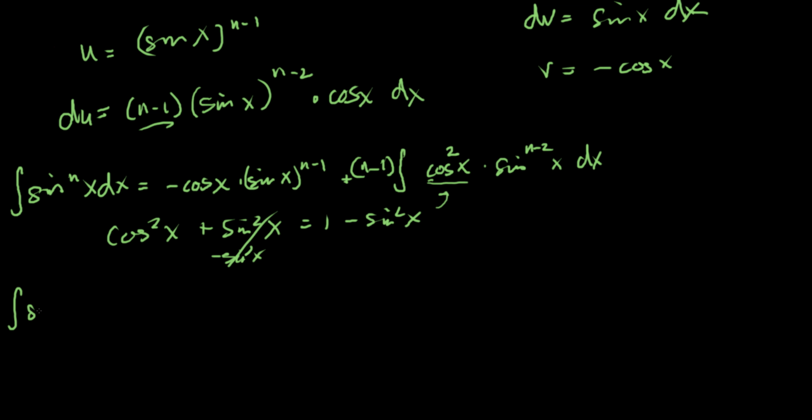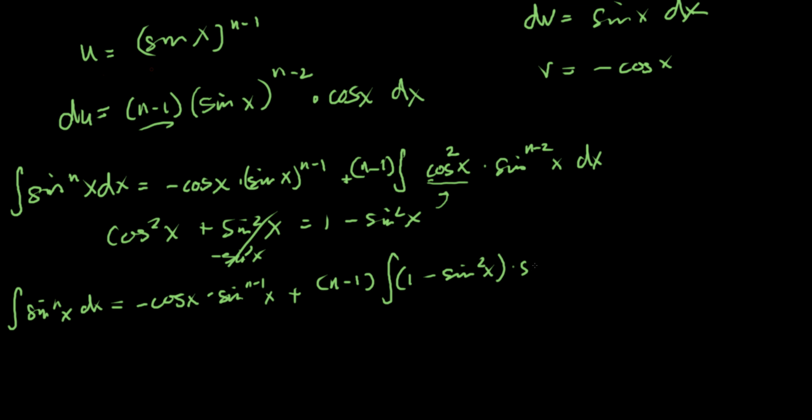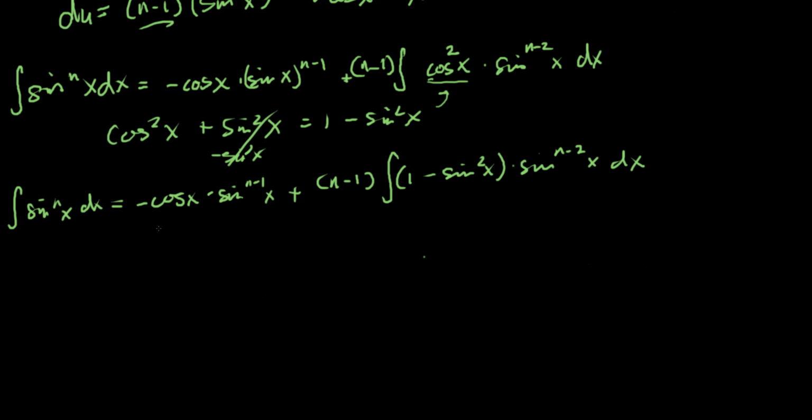If we do that, right, we're going to have the integral of sine to the n of x equal to negative cosine of x times sine to the n minus 1 of x plus n minus 1. No, not n plus 1. What am I doing? N minus 1 times the integral of 1 minus sine squared of x times sine to the n minus 2 of x dx. Okay, we can distribute this sine to the n minus 2 of x into both of these terms here. So when we do that, this is negative cosine of x times sine to the n minus 1 of x plus n minus 1 times, we distribute it to the 1, that just gives us sine to the n minus 2 of x.